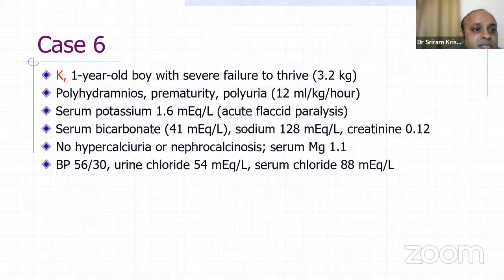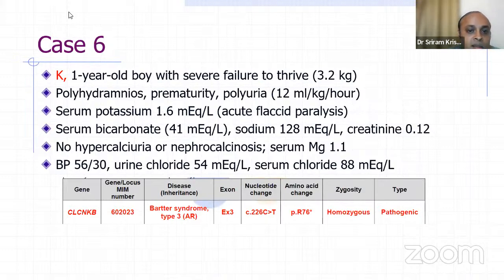Now my next case, the second last case, is a 1-year-old boy with severe failure to thrive, polyhydramnios, prematurity, and severe polyuria, hypokalemia, metabolic alkalosis, hyponatremia, no hypercalciuria or nephrocalcinosis. Serum magnesium has been found to be low in this child, only 1.1. The blood pressure was very low. Actually, he was in shock originally. And the urinary chloride was found to be high with serum chloride low.